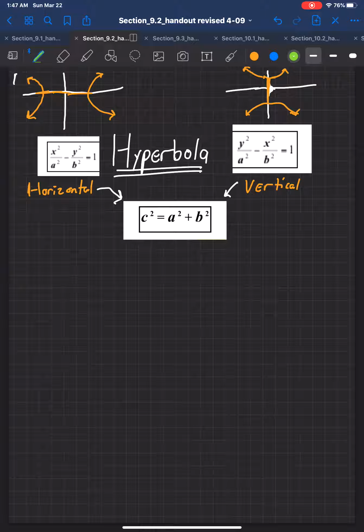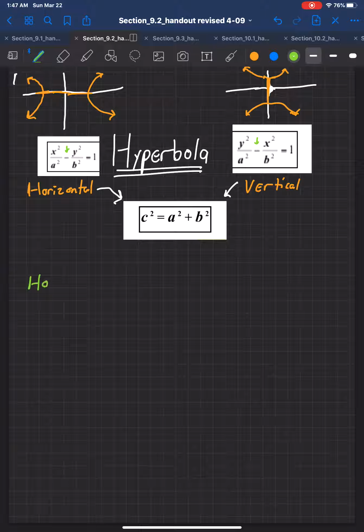Right, so instead of adding, we're now subtracting, right? So y squared over a squared minus x squared over b squared, or x squared over a squared minus y squared over b squared. And let me go ahead and make a statement about how we know if it's vertical or horizontal.